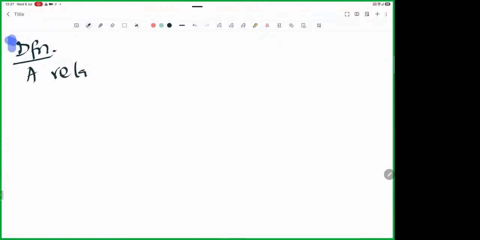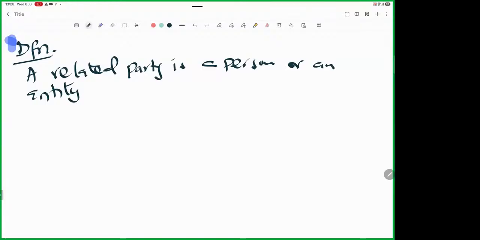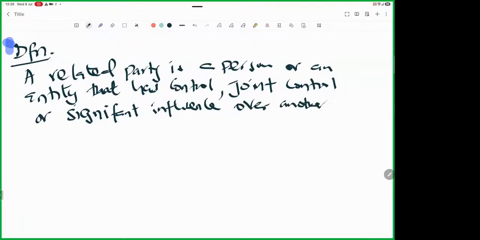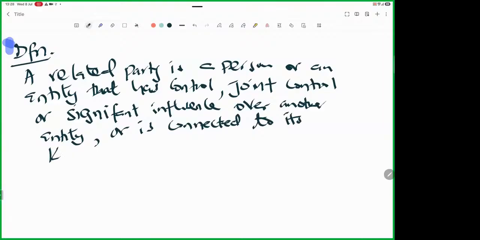Then tell us that a related party is a person or an entity that has control, joint control, or significant influence over another entity, or is connected to its key management personnel.